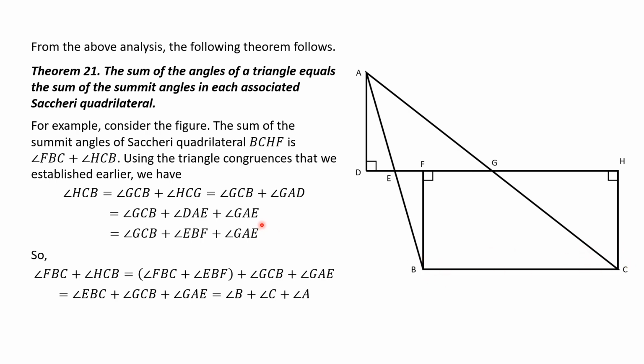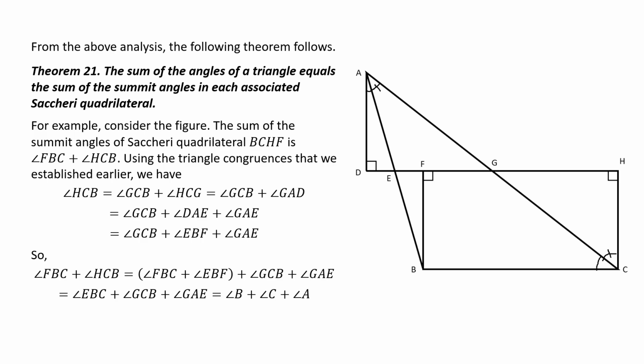So the first step is we'll have this preliminary result. We'll take HCB, we'll break that into two angles. This angle here, let me draw it in. So this angle here, and then this angle here. Let me put a little dash here. So this angle here, as you recall from before, that was the same as this angle up here.